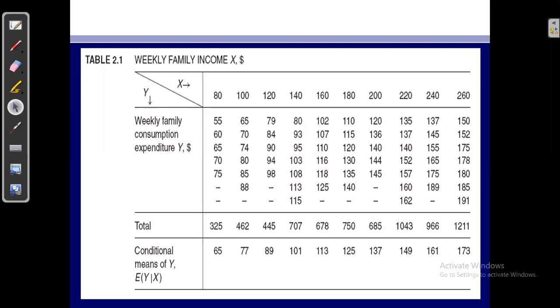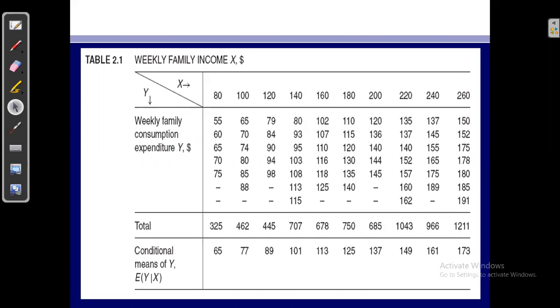Why are they random variables? Because they can take any value. A particular family can give any answer to the X information, and they can give any answer to the Y information. So it's totally up to them to give you a particular piece of information. So in that sense, we would say both the variables are random variables.